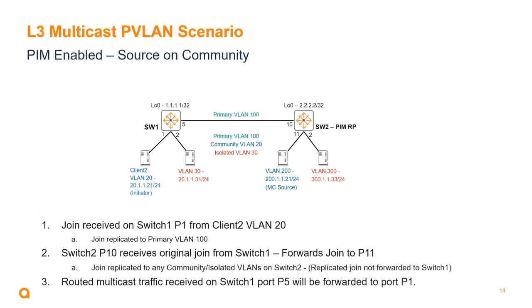When we're looking at a PIM-enabled solution, the join is going to be received on switch 1, port 1 from client 2 in VLAN 20, and that join is going to be replicated to the primary VLAN 100. And then switch 2, port 10 is going to receive that join from switch 1, and it's going to forward it to port 11. And that join is going to be replicated again to any community or isolated VLAN on switch 2, but it won't be forwarded back to switch 1 over the link that it received it on. And then finally, of course, that routed multicast traffic will be received on switch 1, port 5. It's going to be forwarded to the initiator on port 1.